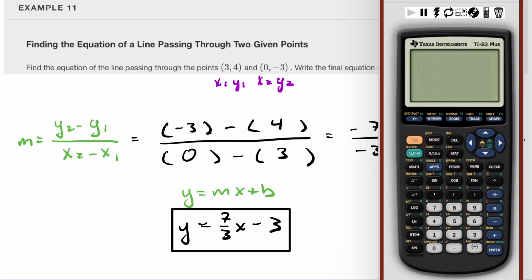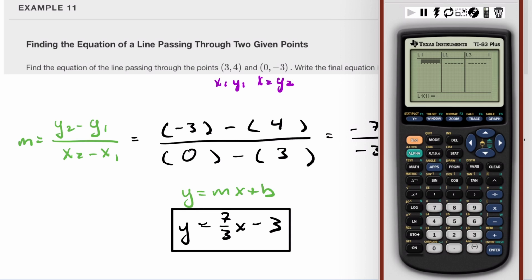So now I'm going to go to stat. In the upper left hand corner, there's a yellow or orange button that says second, and then to the right it says mode, and then delete. Just below delete, it says stat. I'm going to click on stat, and I'm going to go to edit.